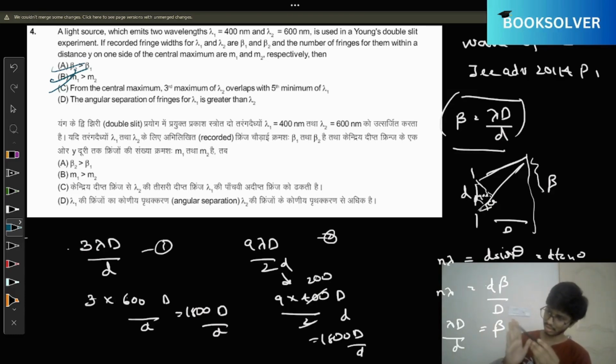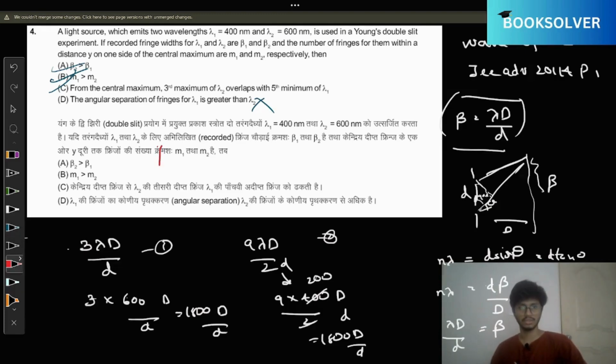If the fringe width is over here, then the angular separation is this. So the bigger the fringe width, the bigger the angular separation. We can understand it that way, and from there we can say option D is wrong. So the correct answer to this question is options A, B and C. Thank you.